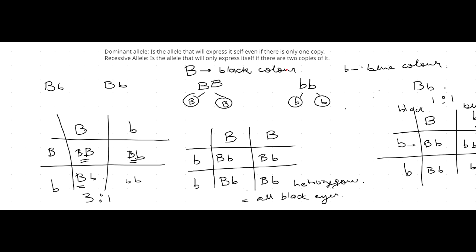So either you can write down 3:1, or you can write down 75% and 25%. So there is a 25% chance that the child is going to have blue eyes. Otherwise, there's a 75% chance that the child is only going to have black eyes. So this is how the genetic cross is made. This is how the genetic cross is actually formed. Right? I hope this is making sense.